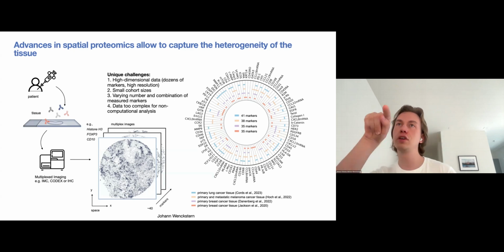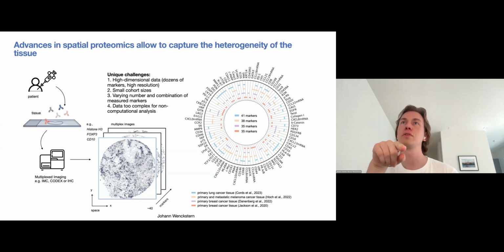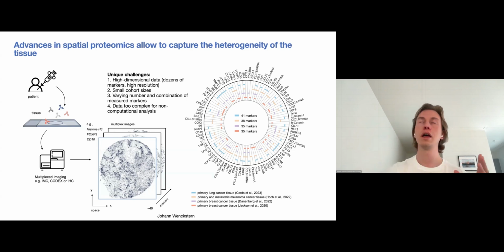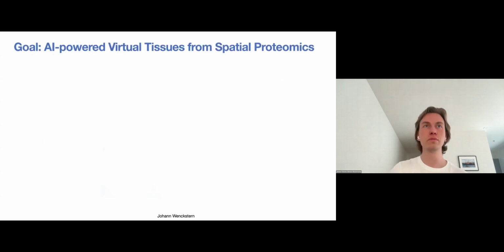And you see basically each of these bars in the polar plot indicates whether a certain marker is measured in the dataset or not. Each angle corresponds to a marker, and each bar corresponds to whether that marker is measured. You see that some markers are measured in all datasets, others only in 1 or 2. And so we need architectures or methods which can ultimately be applied to these flexible numbers and combinations of measured markers. And this is what we set out to do.